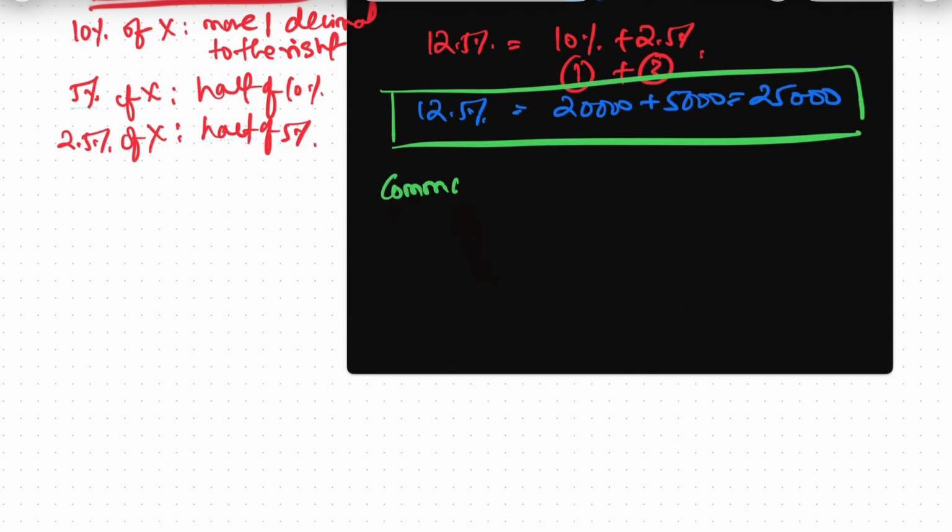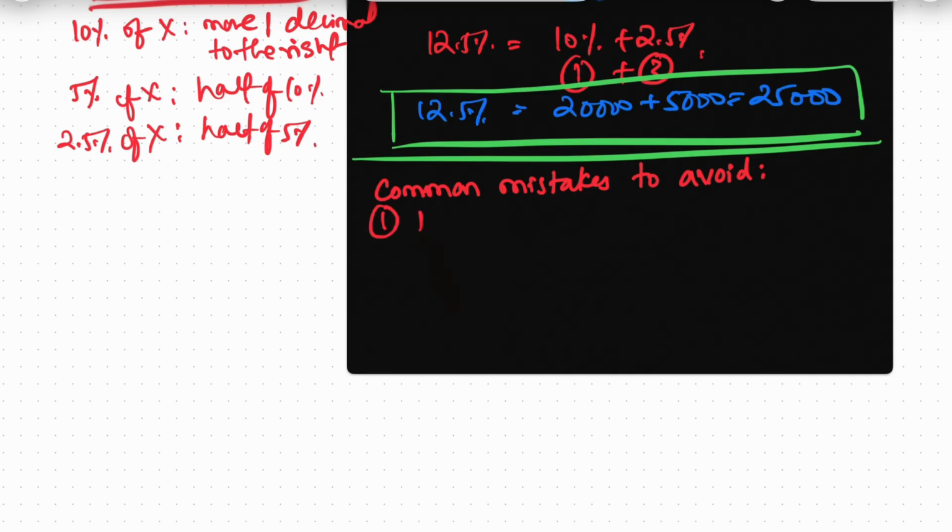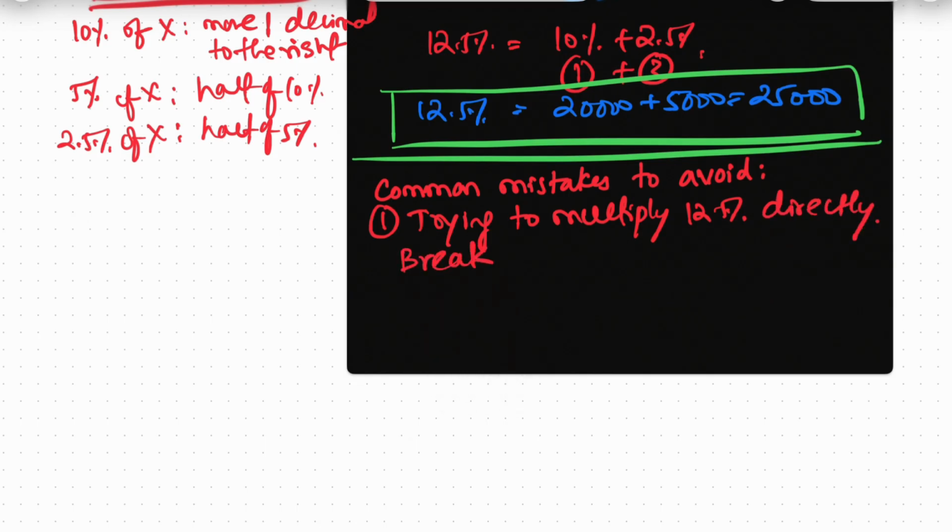So let's look at common mistakes to avoid. What are the mistakes to avoid? The first is trying to multiply 12.5% directly. Generally you should break any percentage into the 10-5-1 method and then combine. So don't try and directly multiply. You will not be able to do it mentally. So that is a common mistake.